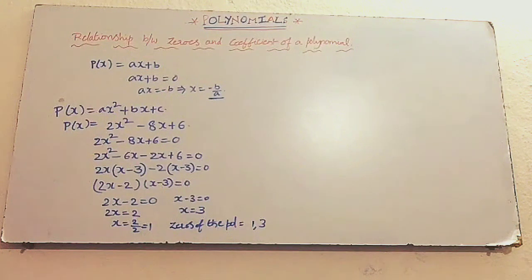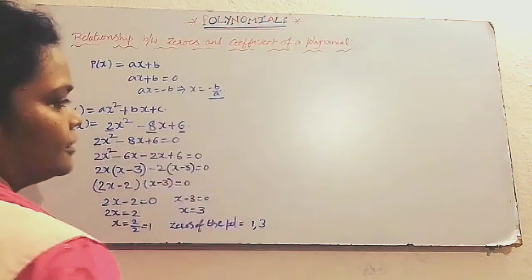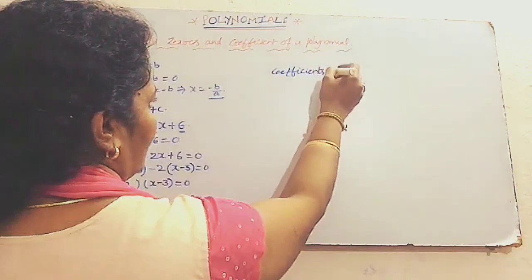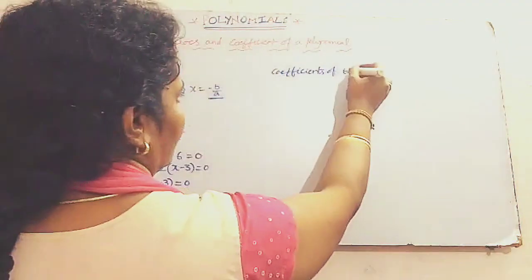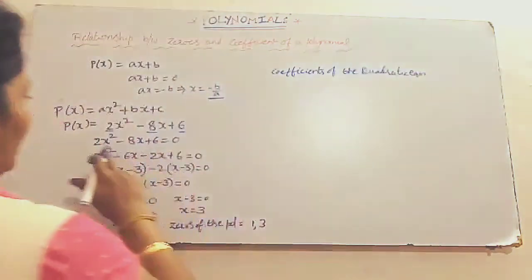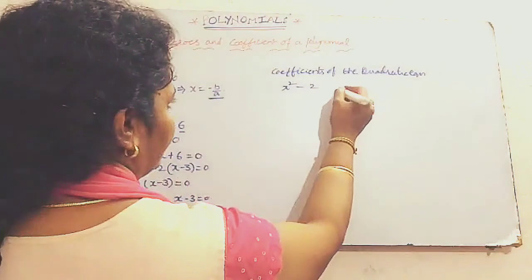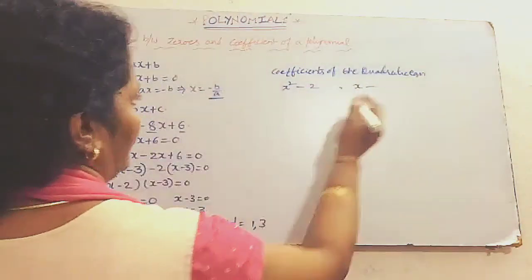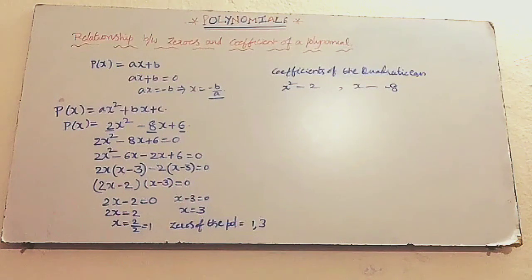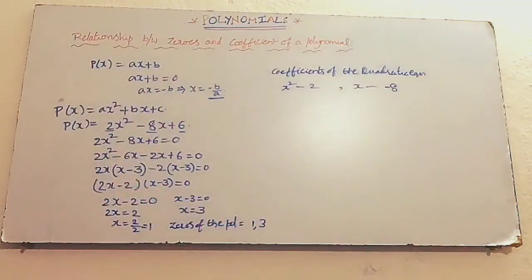Then observe this equation. What are the coefficients of this quadratic equation? The x square coefficient is 2 and the x coefficient is minus 8. We observe this.